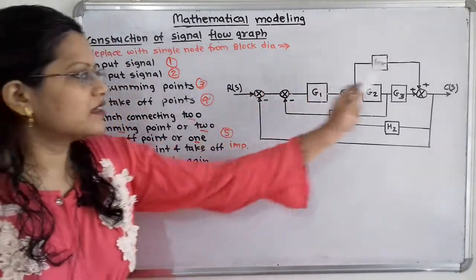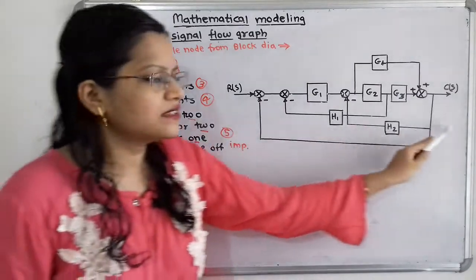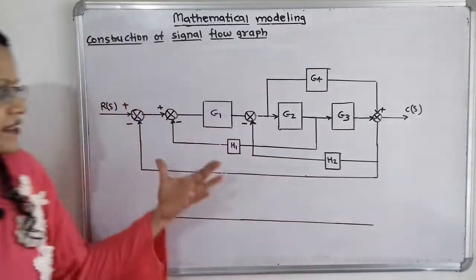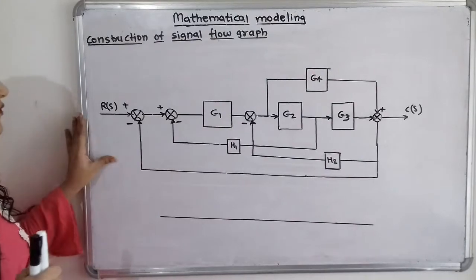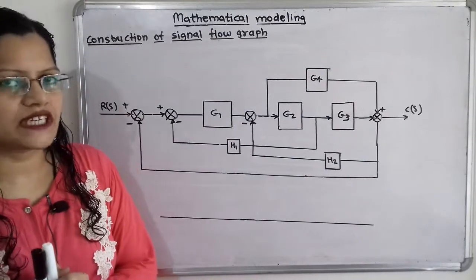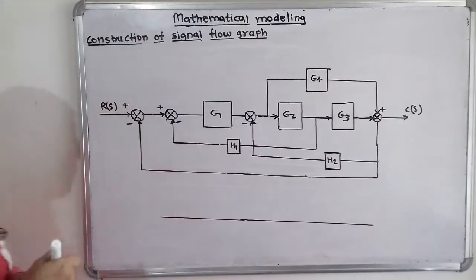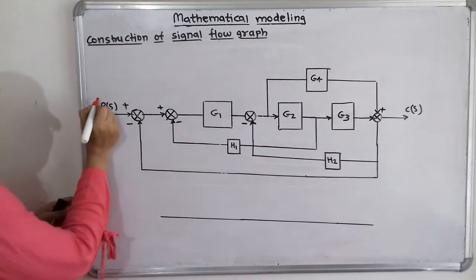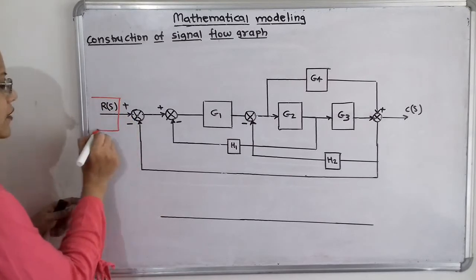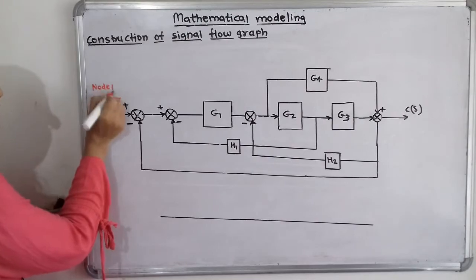Now here is the question. Now we will apply all these rules for this question. So here is the question. Now if we observe, this R of S is nothing but the input signal. So we have to consider this as a single node. I will give here the node number. So for this R of S, we will say that this is node 1.